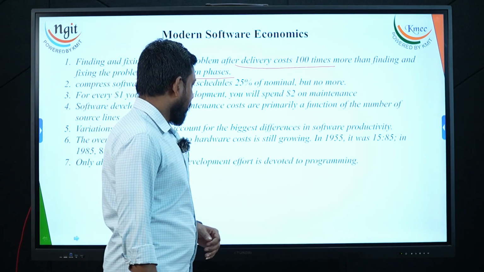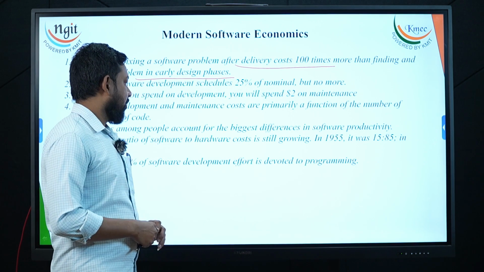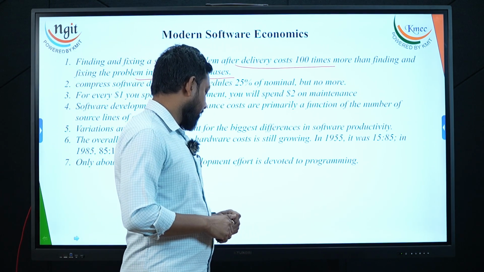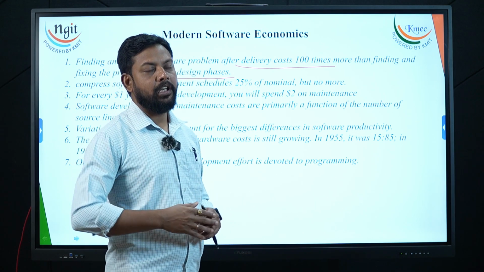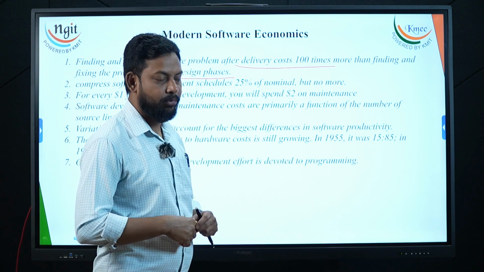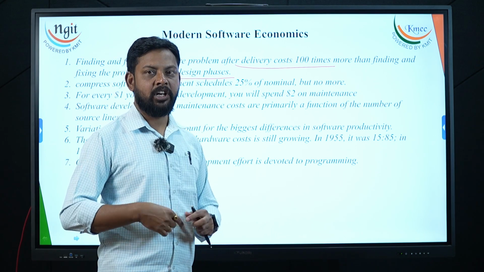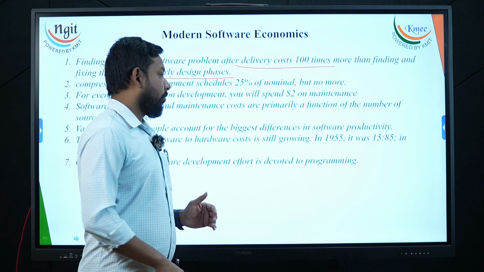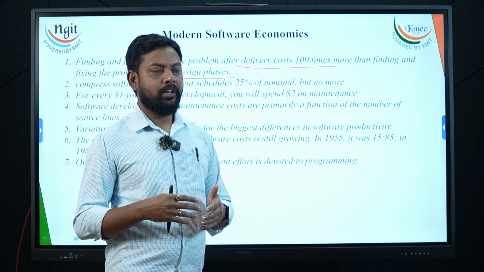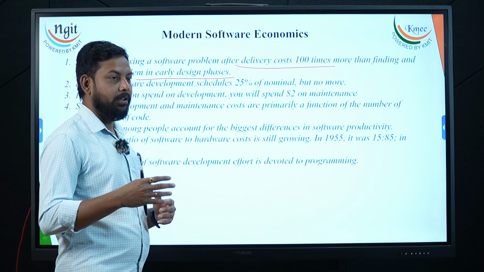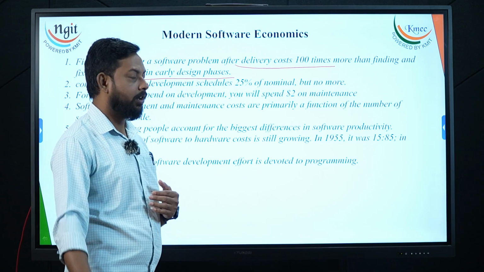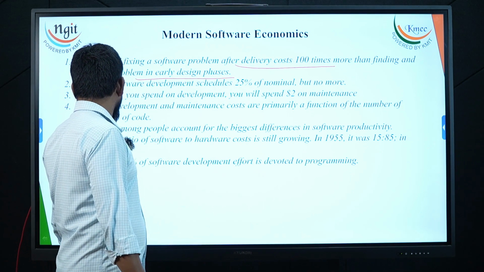Sixth, only 15% of software development effort is devoted to programming. Here there are a number of SLOC tools, or a number of software programming tools and approaches, that are available. Because of these software programming approaches, hardly around 15% of your software development effort was made, and the rest was laid on other approaches.